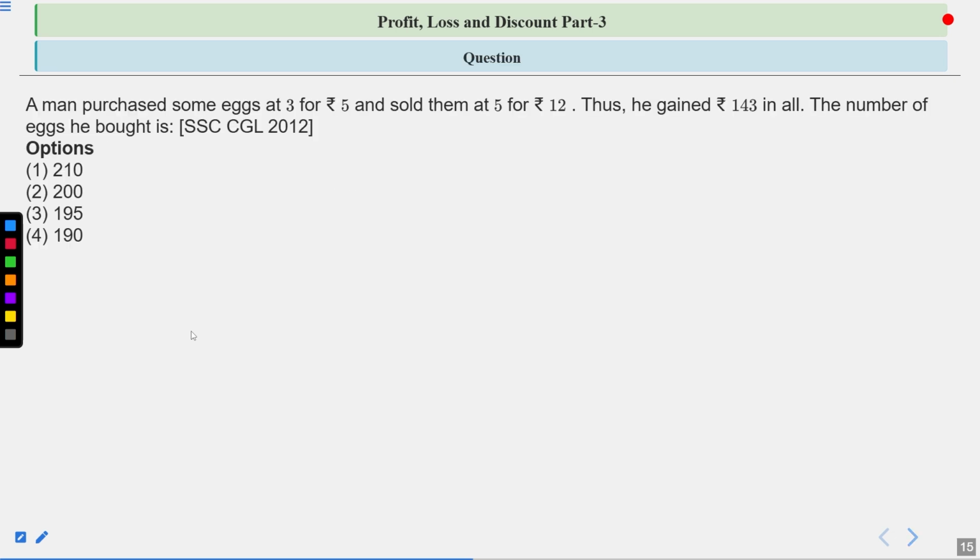A man purchased some eggs at 3 for 5 rupees and sold them at 5 for 12 rupees. Thus he gained 143 rupees in all. Find the number of eggs he bought. This question was asked in the SSC CGL exam 2012. There are four options. First one is 210, second is 200, third one is 195, and fourth one is 190. Now you have 10 seconds to analyze the question. Your time starts now.